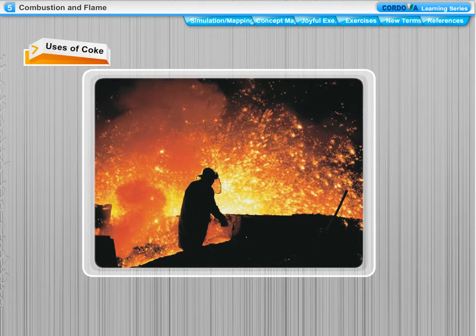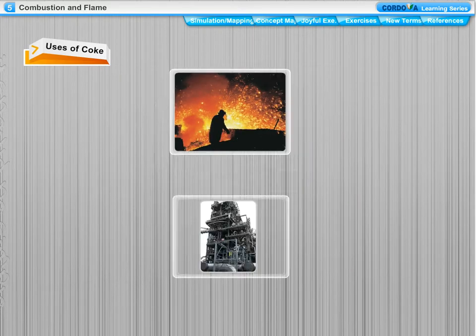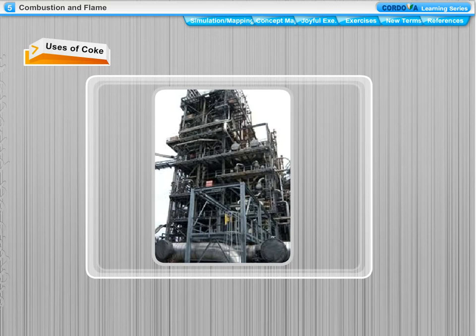Uses of coke. Coke is an essential raw material for the iron and steel industry. When iron and steel are made, coke is one of the raw materials needed to properly heat the furnace. Coke is used for extraction of many metals from their ores.